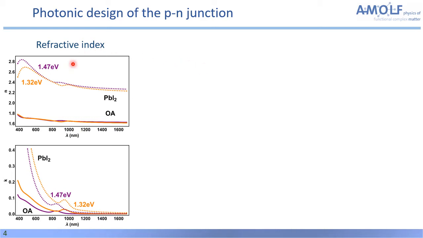What you see here is the complex refractive index. On the top you see the real, and on the bottom you see the imaginary part. And if you look closely, you can see that depending on which ligands you use, like oleic acid or lead iodide, and which band gaps you use, those properties can change quite significantly. In our case, we use the band gap of 1.32 eV and lead iodide ligands, which are fairly standard ligands to use for quantum dots in a solar cell.